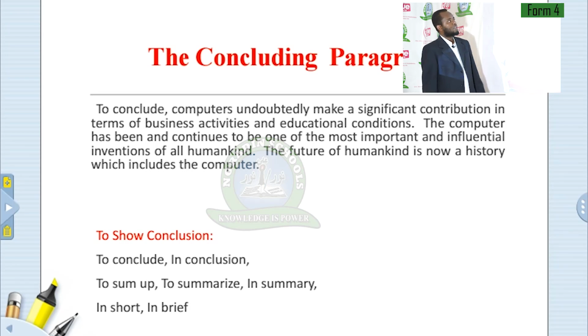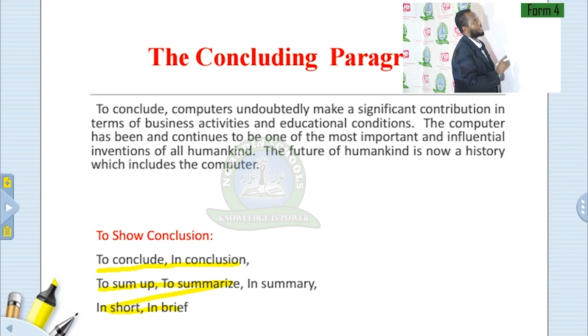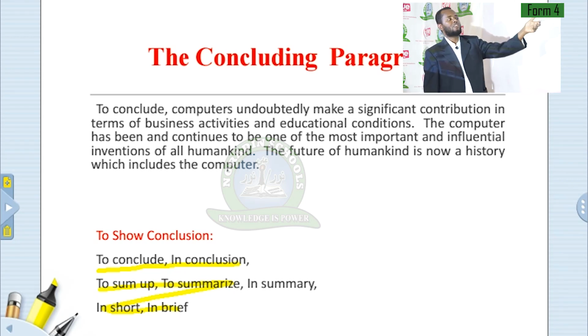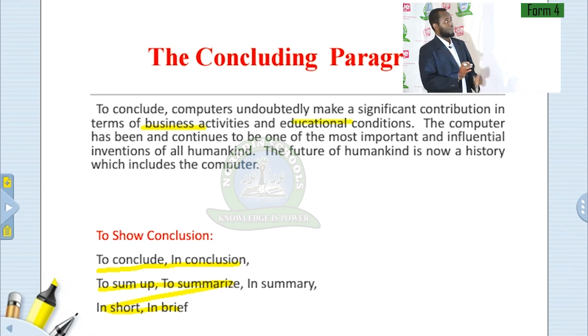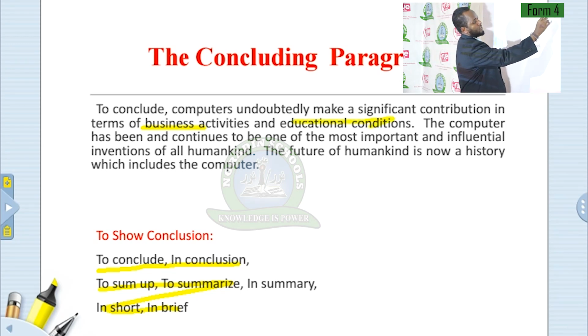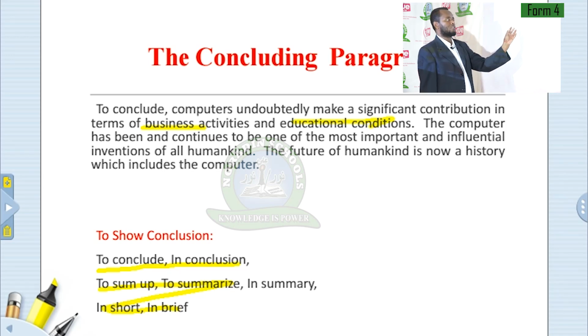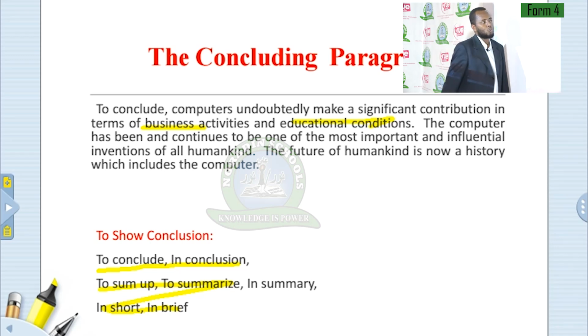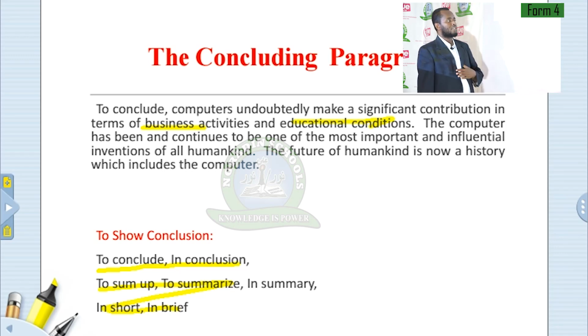To show a conclusion, we use: to conclude, in conclusion, to sum up, to summarize, in summary, in short, in brief. So we're going to use these. To conclude, computers undoubtedly make a significant contribution in terms of business activities and educational conditions. The computer has been and continues to be one of the most important and influential inventions of all humankind. The future of humankind is now a history which includes the computer.